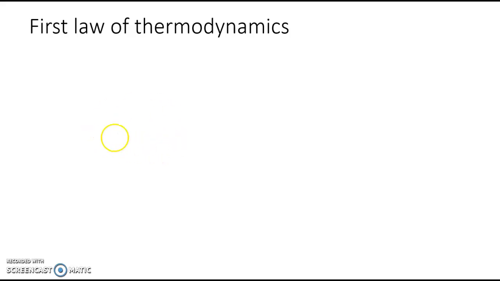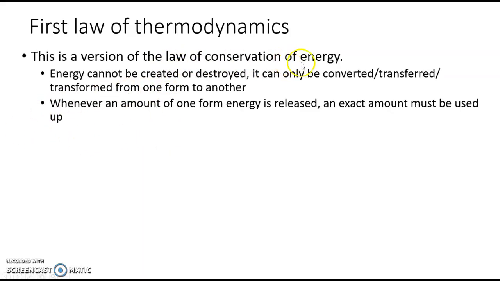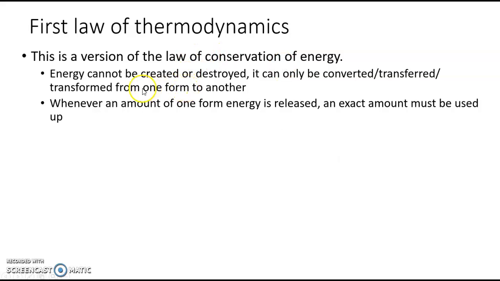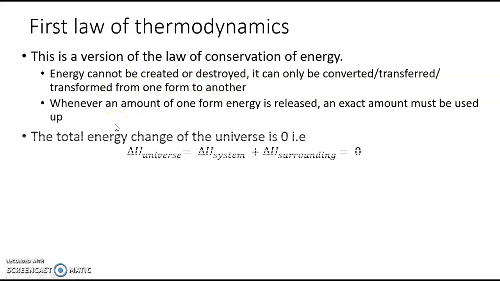The first law of thermodynamics is related to the law of conservation of energy. It's actually a form of putting that law into a mathematical expression. When we remember the law of conservation of energy, energy cannot be created or destroyed. It can only be converted, transferred or transformed from one form to another. Whenever one form of energy is released, an exact amount must be used up somewhere. Which means if a system loses internal energy, the surrounding gains it.